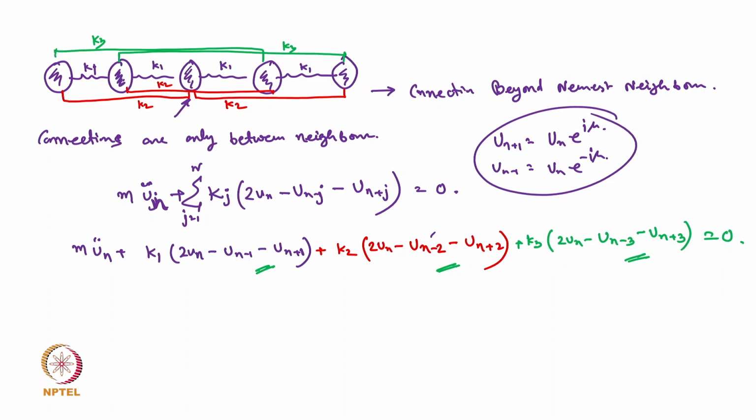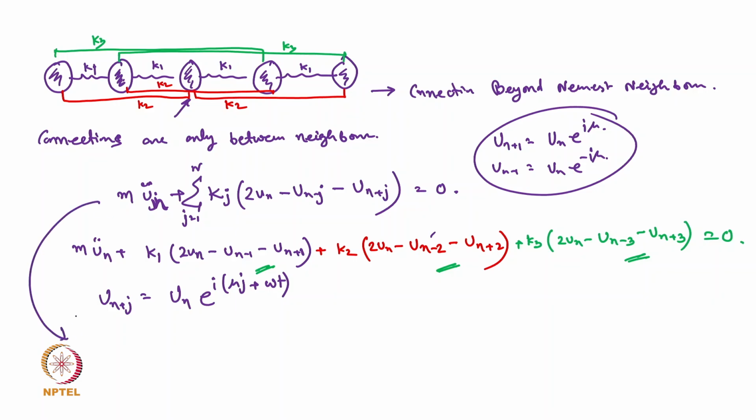So what can we do? We can write the generalized version of the Bloch theorem: u of n plus j will be equal to un into e to the power of i times mu j plus omega t. That is basically a similar thing, not that difficult. That way we can write the full matrix, and then if we start substituting, what can I get?